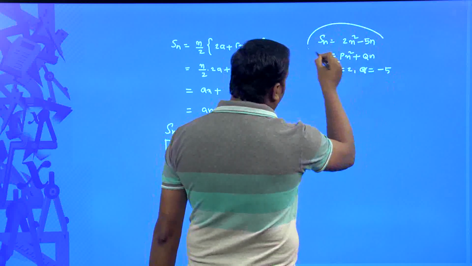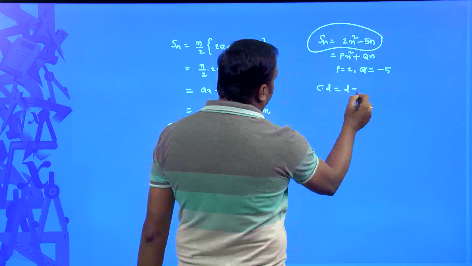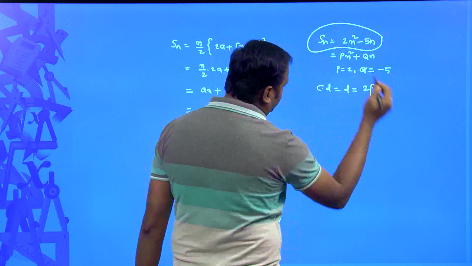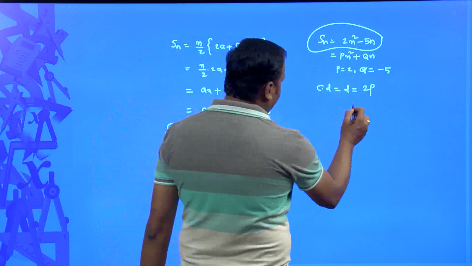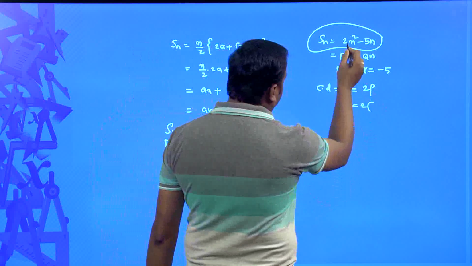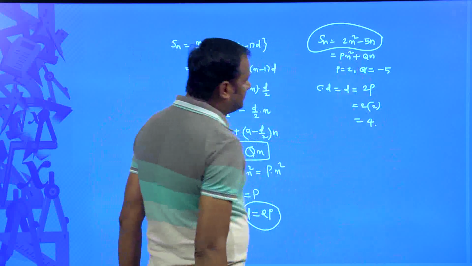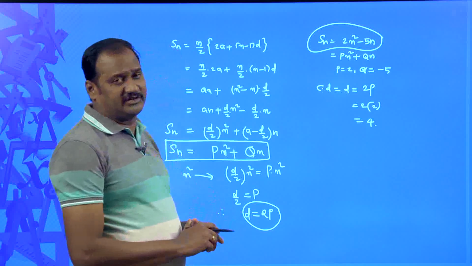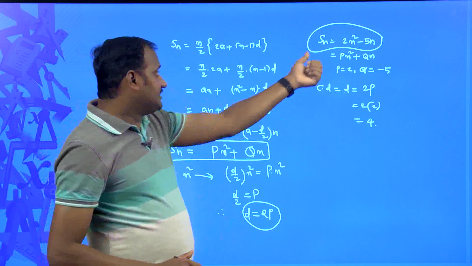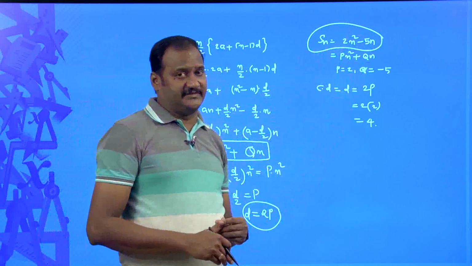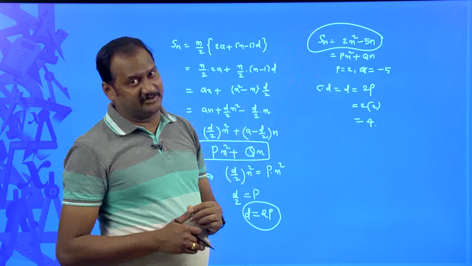What is the common difference of this arithmetic progression? Common difference d is equal to twice the coefficient of n square. P is equal to 2, right. So, 2 into 2 is equal to 4. This way you can easily figure out the common difference of the arithmetic progression when sum to n terms of arithmetic progression is given. This is not the nth term, this is sum to n terms of arithmetic progression.